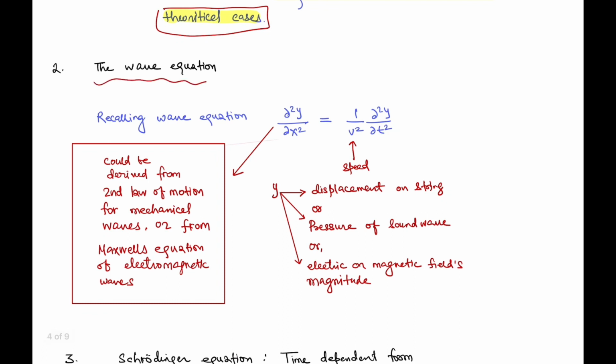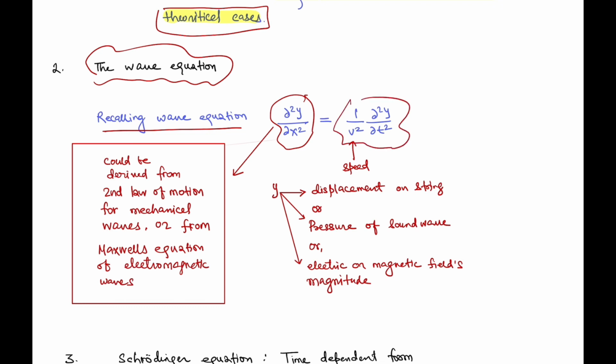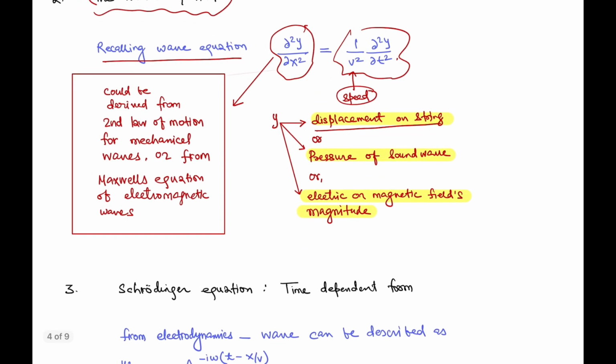Now, let us know the wave equation. Recalling the wave equation, it is the double partial derivative of y with respect to x equals 1 upon v squared times the double partial derivative of y with respect to t, and this v is nothing but speed. So y is displacement on a string, or it could be the pressure of a sound wave, or the magnitude of an electric or magnetic field. This is the way it is traveling in the x direction, and t is obviously the time, v is the speed of travel of the wave.